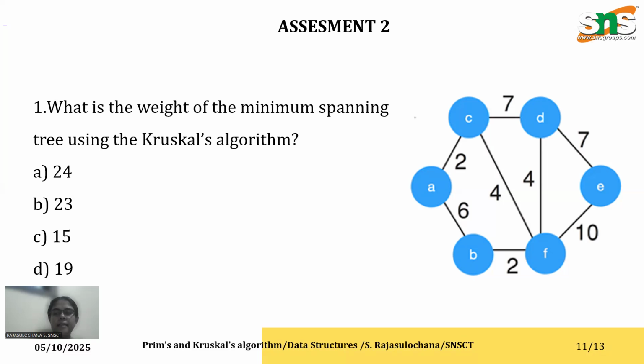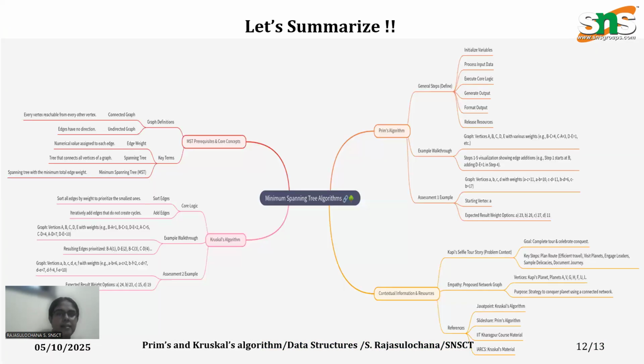Can any of the remaining edges be added? Yes. D to A, E can be added, 7. So 12 plus 7 is 19. Any of the remaining edges forms a cycle when added. So the weight of the minimum spanning tree that can be constructed for this particular connected graph using Kruskal's algorithm is 19. So option D is the answer.